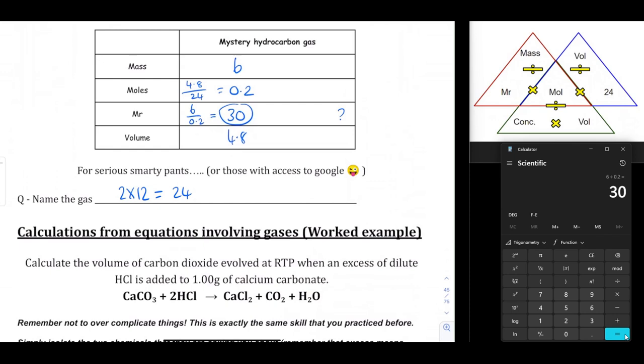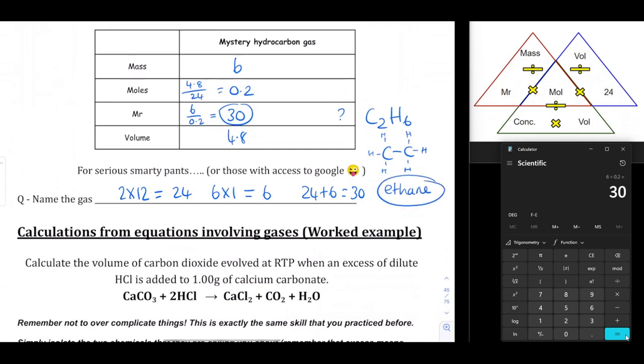So I'm going to say I've got another 6 left to make up. So I'm going to probably be 6 times 1, and that will give us another 6. 24 plus 6 gives us 30. So it's probably C2H6, which would look something like this: 1, 2, 3, 4, 5, 6. So actually, it would be ethane. But don't worry if that's a little bit confusing to you because we haven't done organic chemistry yet.